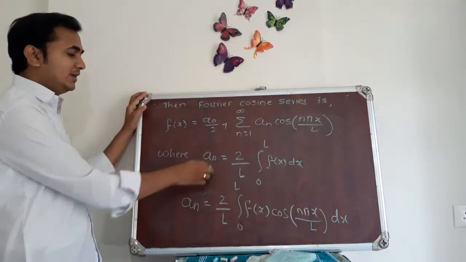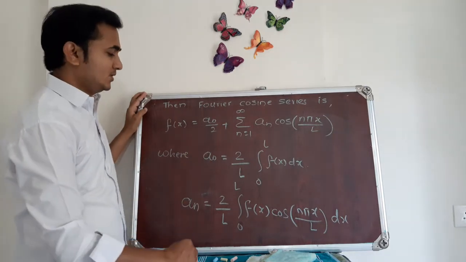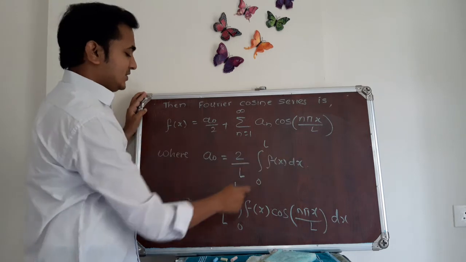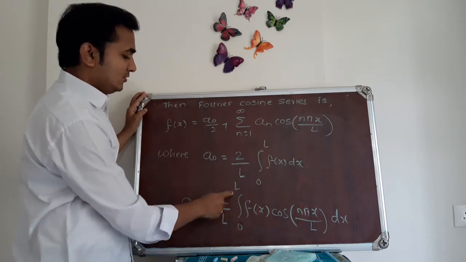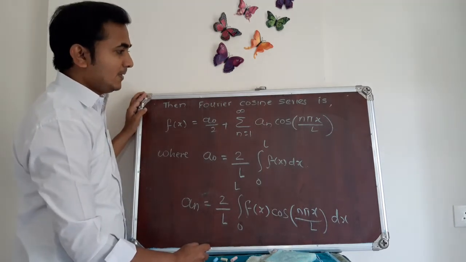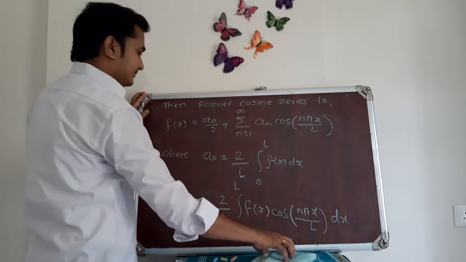Understood? This we have already explained. The idea is just to extend that function, that is new. A naught is 2 by L integral 0 to L f of x dx, and an is 2 by L integral 0 to L f of x cos of n pi x upon L dx. Then this is the Fourier cosine series.